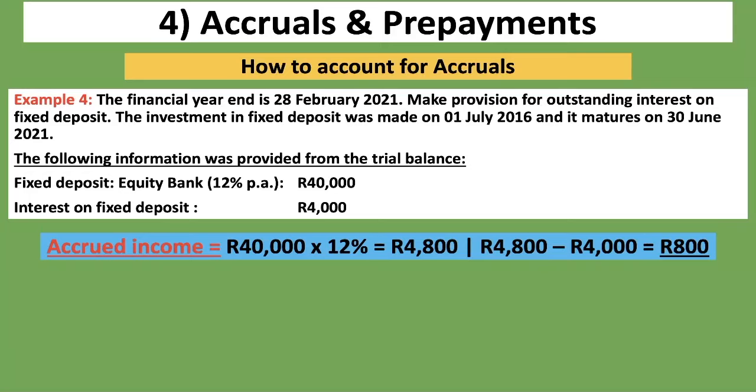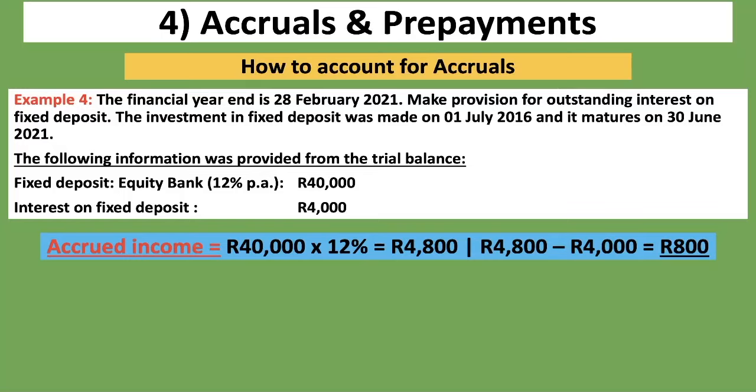So if you've not accounted for it or received it yet as a business, what are we going to do? We're going to account for it now. And remember, this is accrued income, as you can see here. And why is it accrued income? Well, it's still outstanding income because we have not received this income of 800 rand yet. That makes it an accrued income. We have earned it, but we have not received it yet.